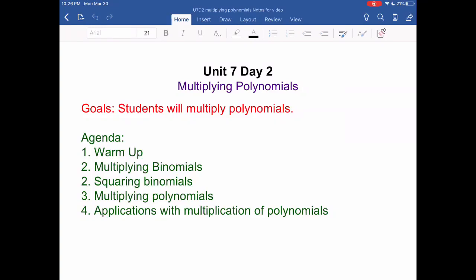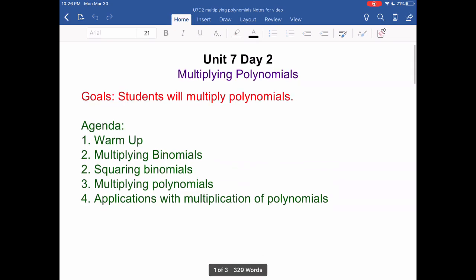Hi guys, welcome to our lesson today on multiplying polynomials. Our goal for today is for you to be able to multiply all different types of polynomials. So we're going to start with a warm-up, and then we're going to multiply some binomials together. We're going to square binomials. We're going to multiply different kinds of polynomials. And then we're going to finish up with some applications or word problems using what we just learned. All right?